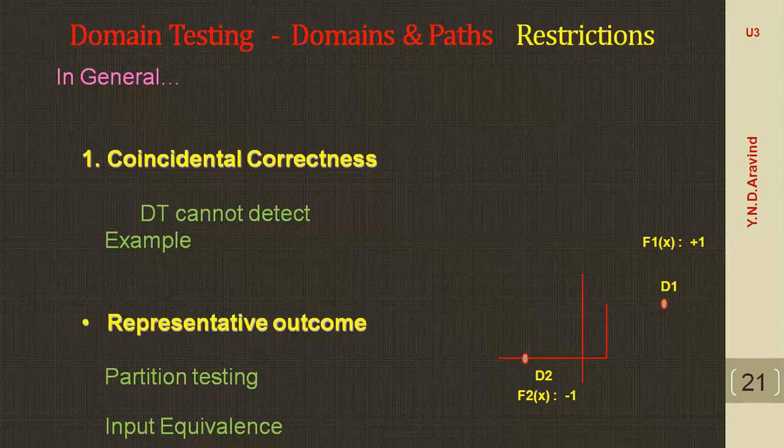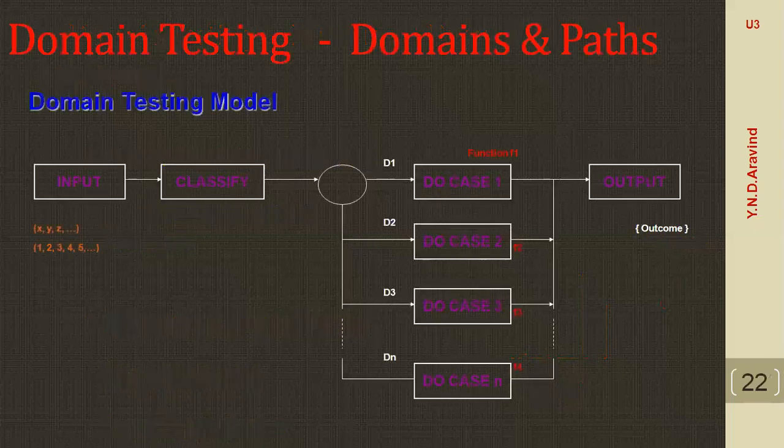Any input. So if the selected input is shown to be correct by a test, then the process is presumed to be correct, and therefore all inputs within that particular domain are expected to be correct. Okay. So whatever input we give, it is going to give the correct value. Such things we call representative outcomes. Most testing techniques, functional or structural, fall under partition testing and therefore make this representative outcome assumption.